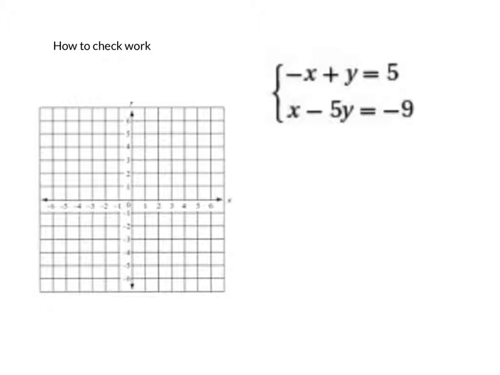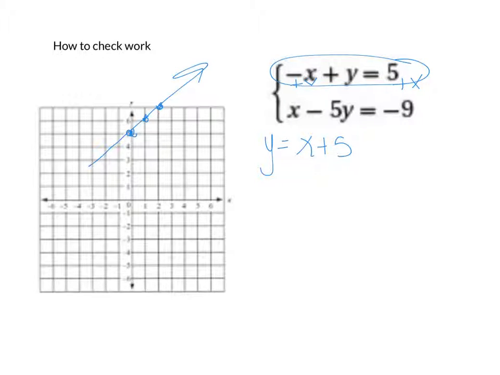So I was saying that you can check your work. So in order to check your work with graphing, you would have to isolate the y's first. So in this first equation, I would add x to both sides. And so I end up with y equals x plus 5. I have it in y equals mx plus b. So I can begin at 5, and I would rise 1, run 1, rise 1, run 1, etc. for my slope. That's my first equation.